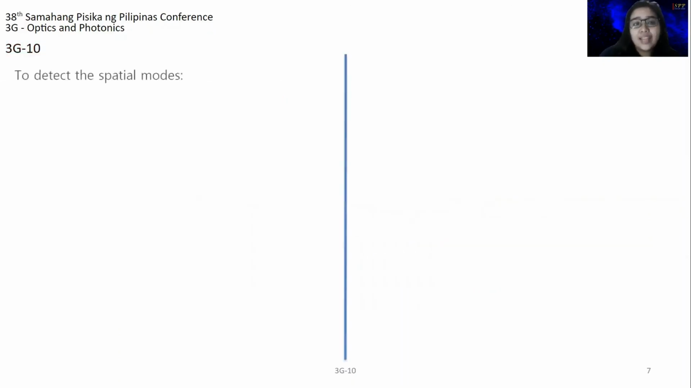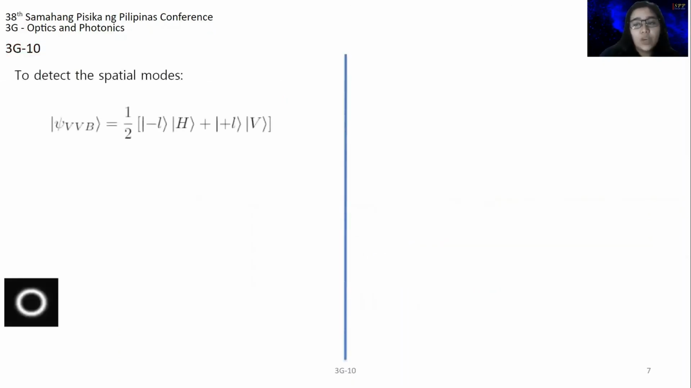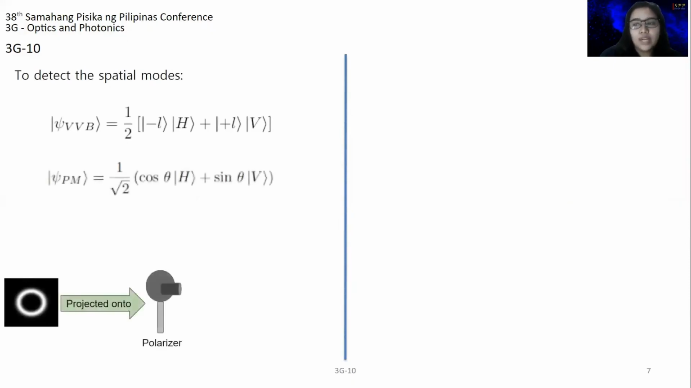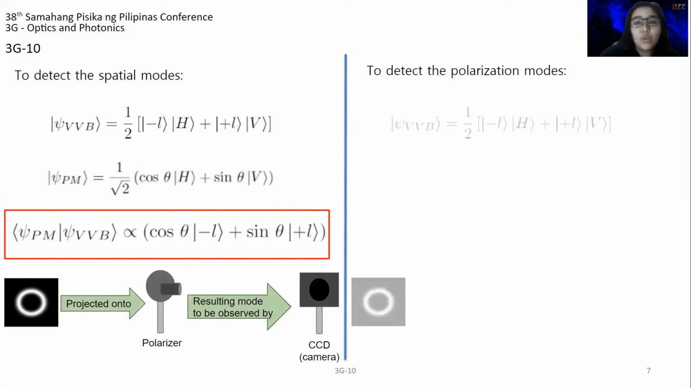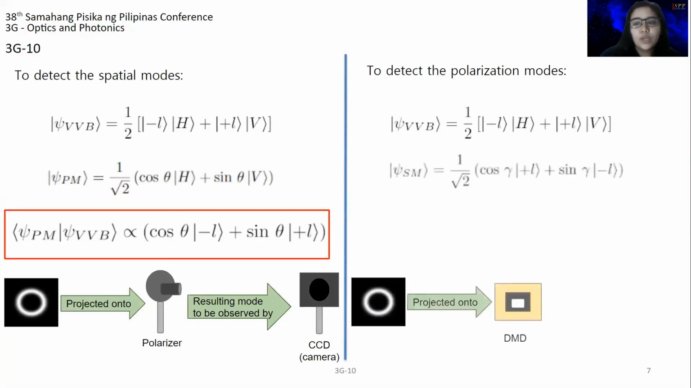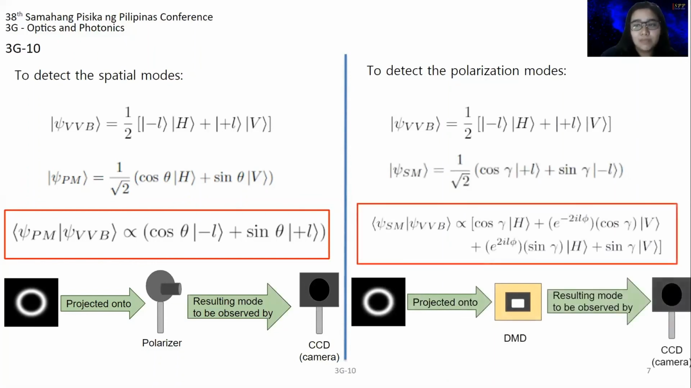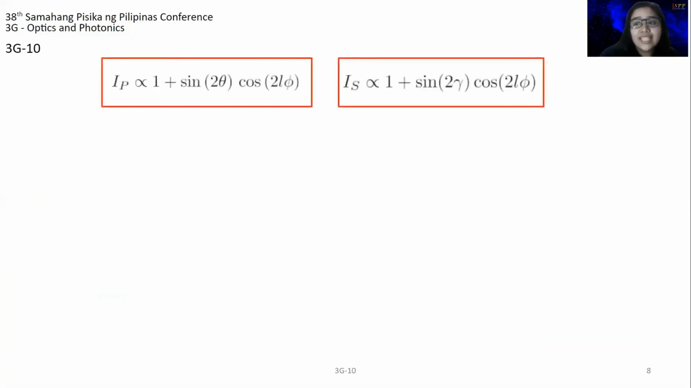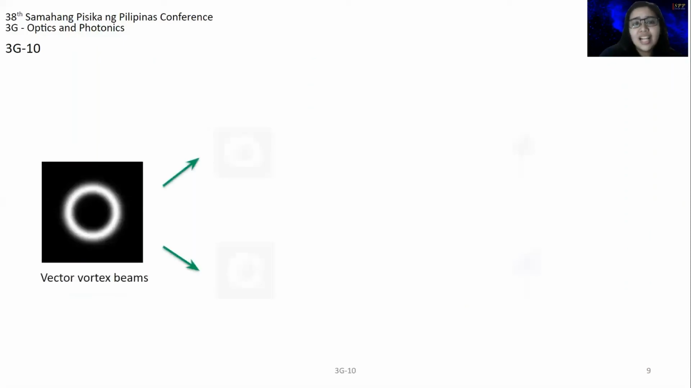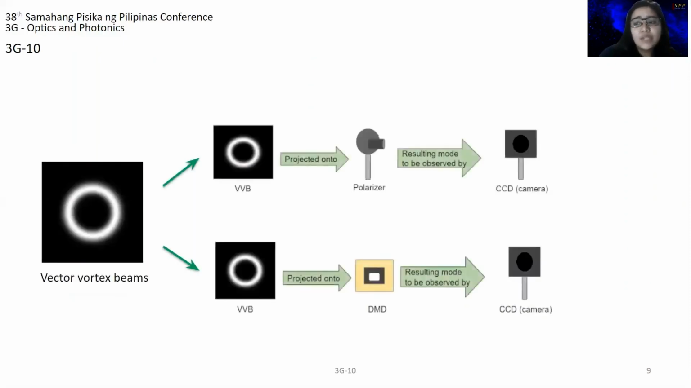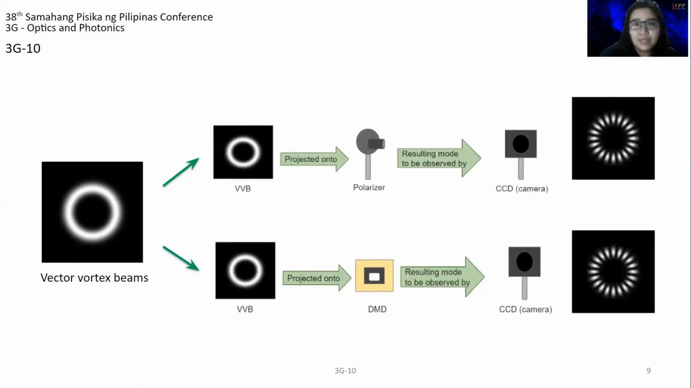To show that we can detect the spatial modes, what we do is we project the equation for the vector vortex beam onto a polarizer. This is similarly calculated to detect the polarization modes, where the beam is projected onto a digital micromirror device, and we get the resulting beam. Now, the resulting intensities of the projected beams show that we can control the degree of non-separability between the 2 modes. Thus, the calculations imply that we can project the vector vortex beam onto any of the 2 modes, and the observed intensity can be used to quantify based on the weighted term.